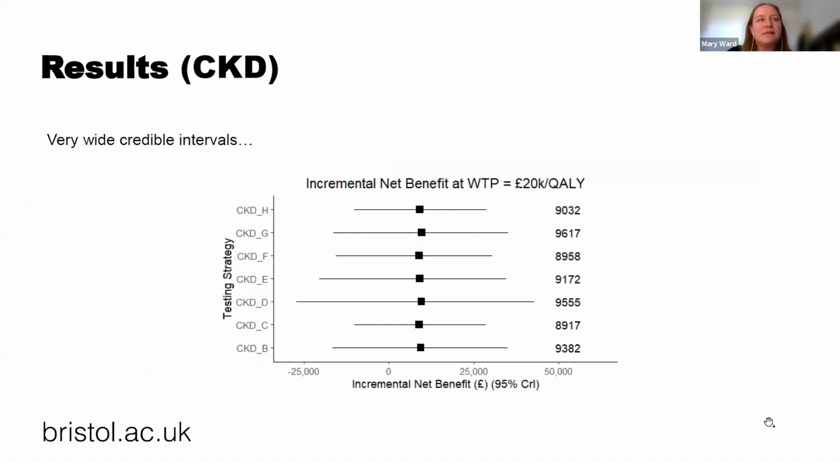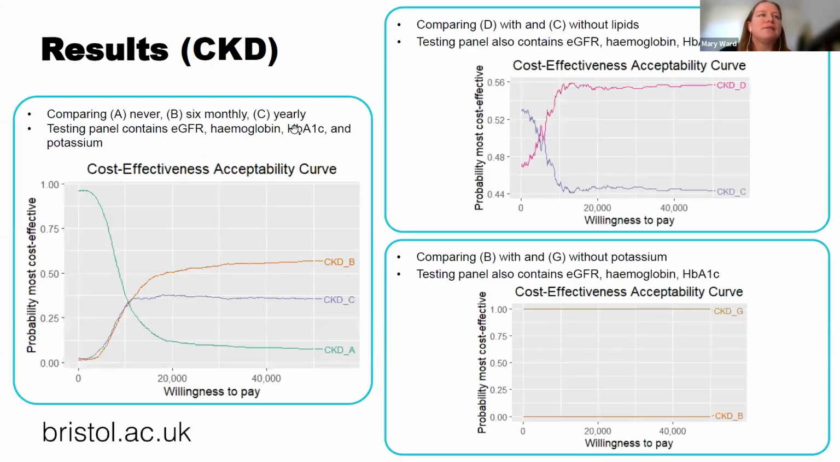Briefly going into some results, there is a lot of uncertainty in this model as it was an ambitious question to answer. So we've got some results, but we have very wide credible intervals. We were asking questions like how frequently we should test. On the left here, we're comparing testing strategies of A, never testing, B, testing 6 monthly, C, testing yearly. So we can see that testing 6 monthly has the highest probability of being most cost effective there.